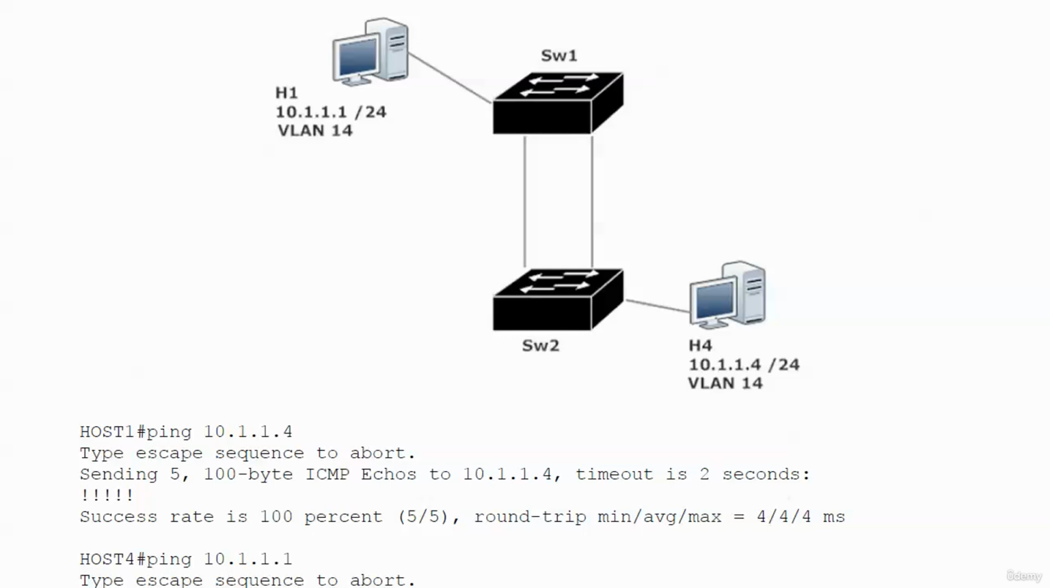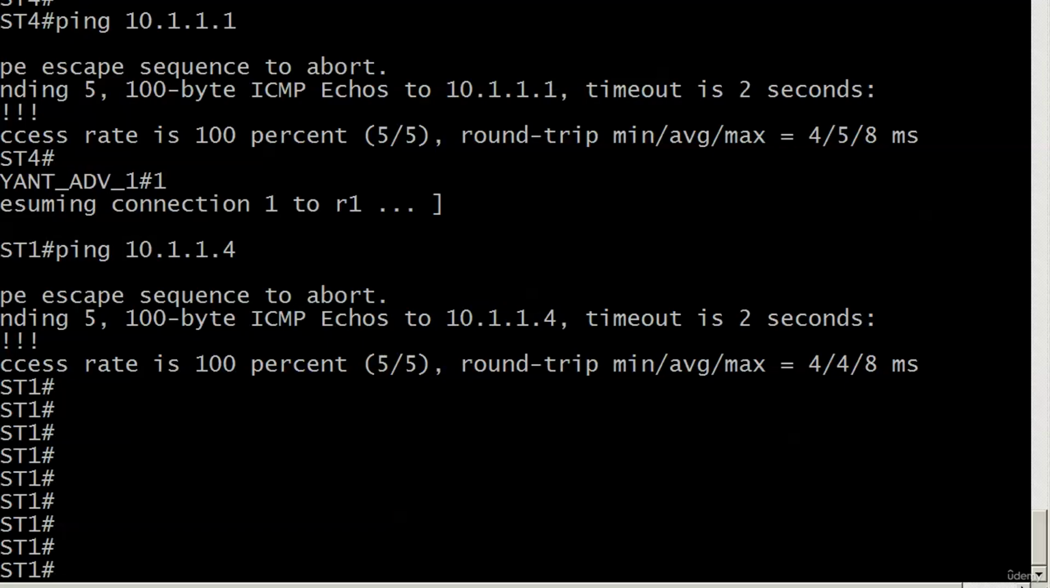Here's the diagram for the lab we're about to run, and it should look awfully familiar. I've just taken hosts 2 and 3 totally out of the equation. And what I've done here, after a write erase and an initialization of the switches, is put hosts 1 and 4 in VLAN 14. Host 1 is connected to switch 1, host 4 to switch 2. And we have connectivity right now with everything at its default.